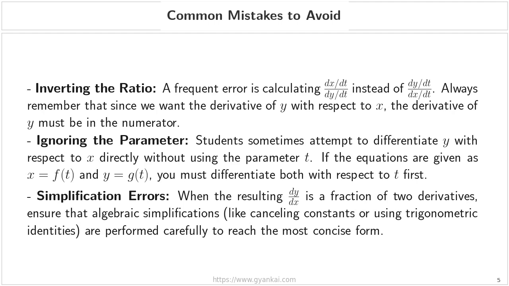Finally, watch out for simplification errors. Once you have expressed the derivative of y with respect to x as a fraction of two derivatives, ensure that you perform your algebraic simplifications carefully. This includes canceling out common constants or applying trigonometric identities, much like we did in the elliptical path example, to reach the most concise and professional form of the answer. Keeping these points in mind will help you avoid unnecessary mistakes. Now, let us move to the final slide to summarize the key takeaways of this lesson.